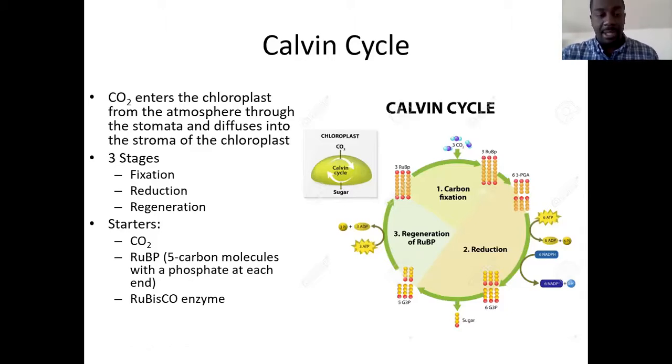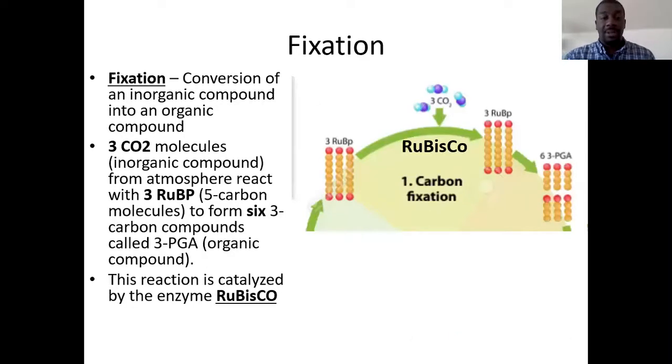Now we're going to go through each of these specific stages and what exactly happens in each one. This first one is the carbon fixation stage. Fixation just means we're going to be converting some kind of molecule into something else. Specifically here, we're going to be taking an inorganic molecule and converting it into some kind of organic compound. That's all fixation is. It doesn't mean you're fixing anything. You're just converting it from one form into another.